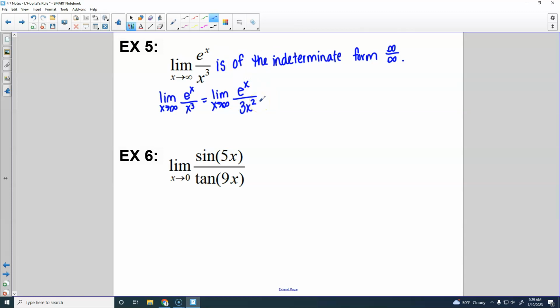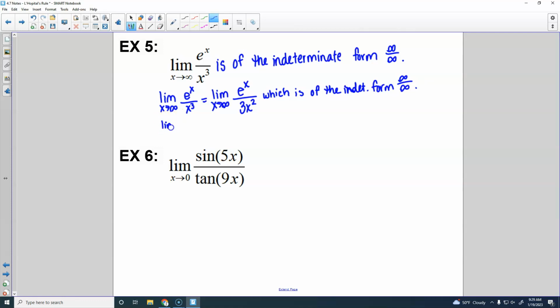You're still getting infinity over infinity. So this is the one I was thinking, I don't think you're going to see this on free response. Because technically, you need to say which is of the indeterminate form infinity over infinity. I think if you see this, it's probably going to be multiple choice where you don't have to list this out every time.